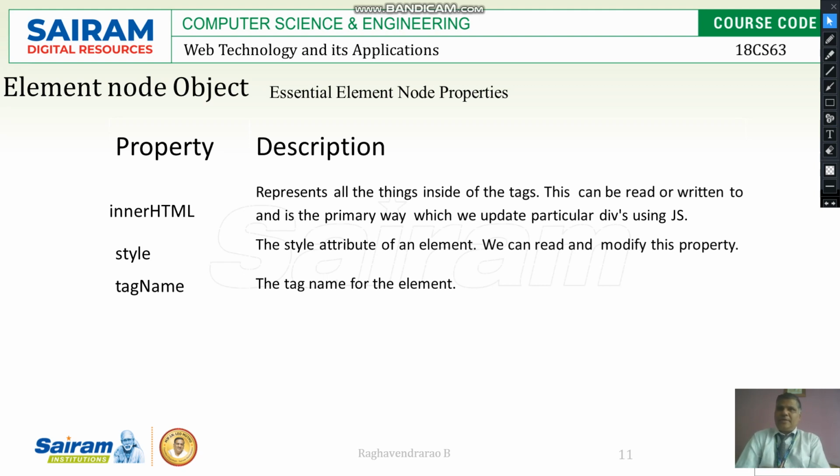Another is the style property, the style attribute of the element, which you can modify. Then you use the tag name property as well. So element node objects can be accessed using three properties: innerHTML, style, and tagName. Style is the property that gets modified for reading the objects.